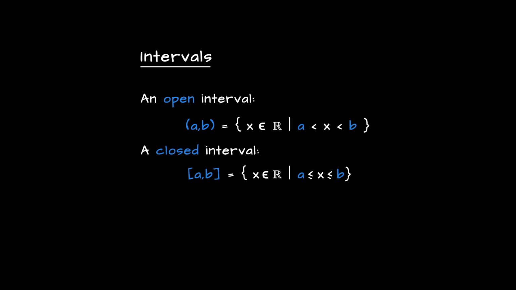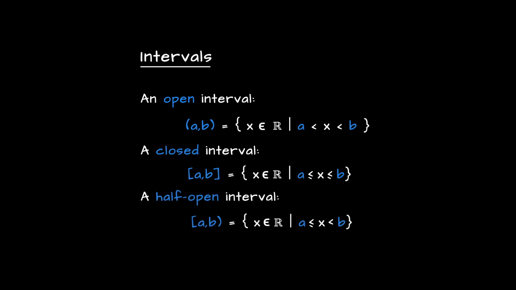Likewise, a closed interval is defined using square brackets, and the closed interval from A to B is the set of all real numbers x, such that x is greater than or equal to A and less than or equal to B. So the difference between a closed interval and an open one is that a closed interval includes the two endpoints A and B.